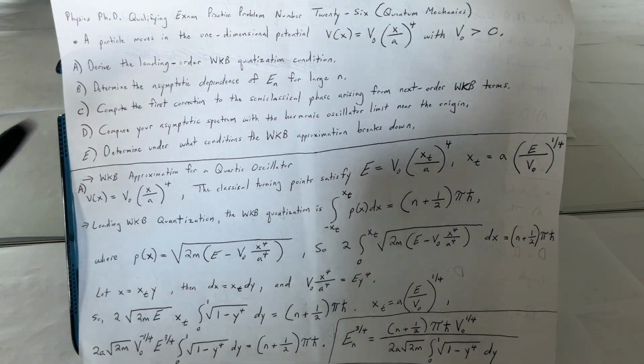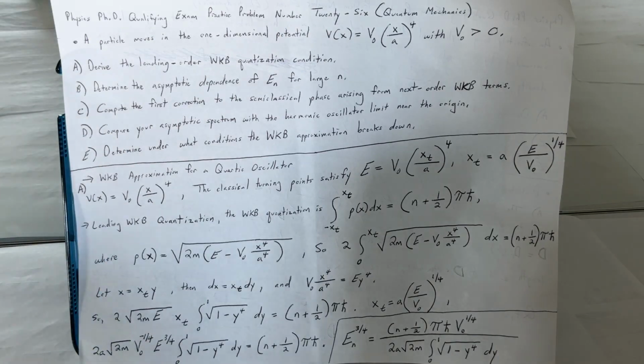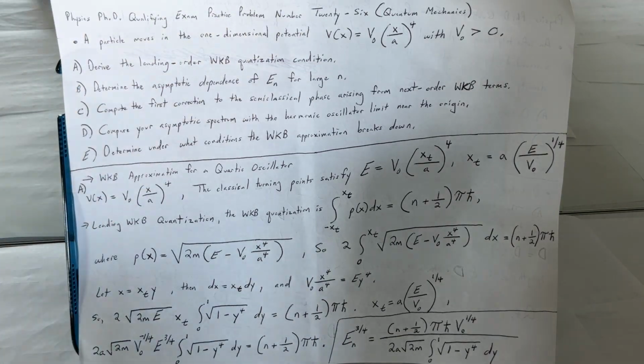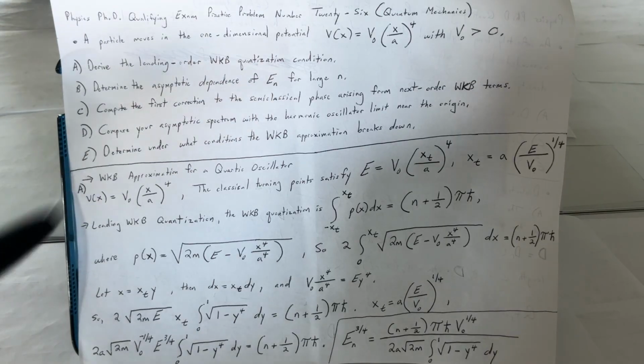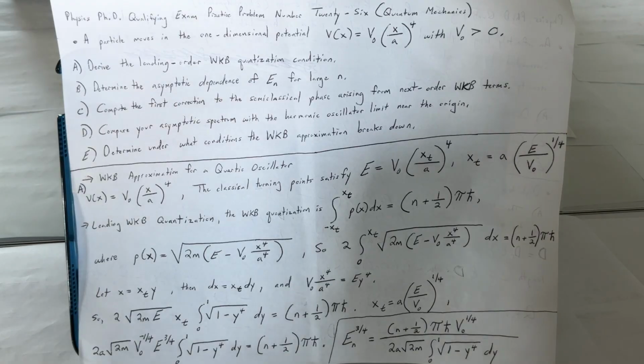So we have Physics Ph.D. qualifying exam practice problem number 26, quantum mechanics domain. So let's begin. A particle moves in one-dimensional potential V of x equals V naught times x over a to the fourth, with V naught greater than 0. Part A, derive the leading order WKB quantization condition. So this is the WKB approximation for a quartic oscillator.